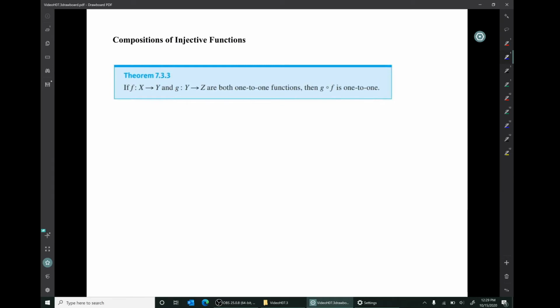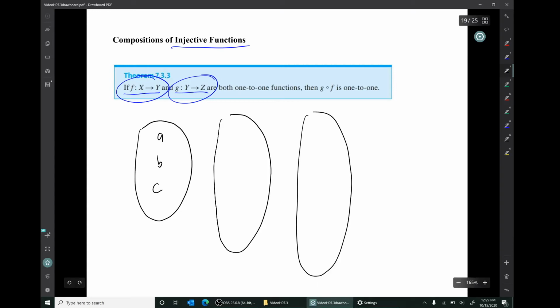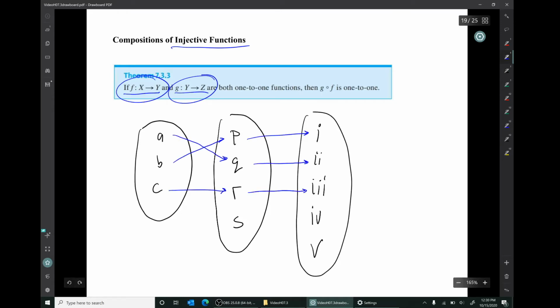Now I want to talk about compositions of one-to-one functions, or compositions of injective functions. If f and g are both one-to-one functions, if f maps X to Y and g maps Y to Z, and they're both one-to-one, then g composed with f is one-to-one. So here's a diagram that illustrates that kind of thing. So here's a composition of functions. f is one-to-one, and g is one-to-one, and g composed with f is one-to-one.